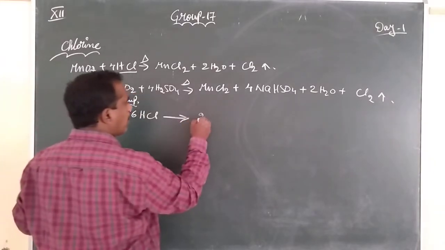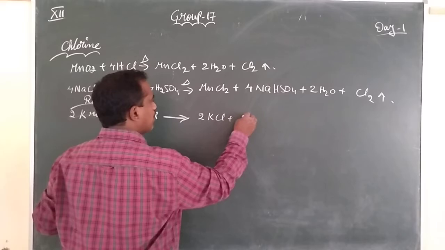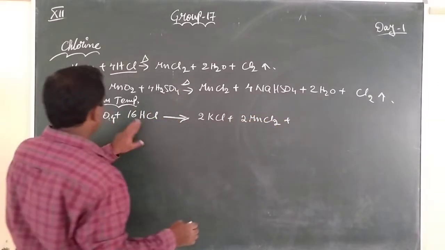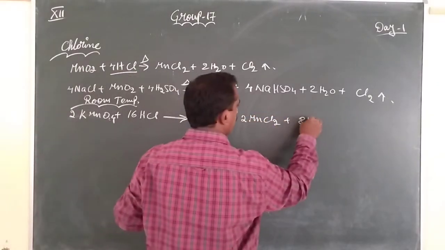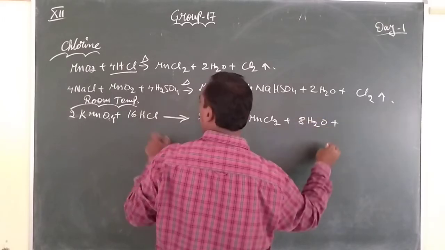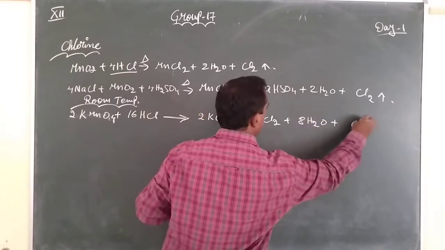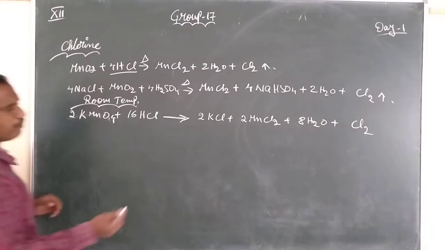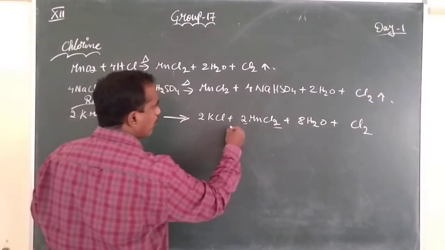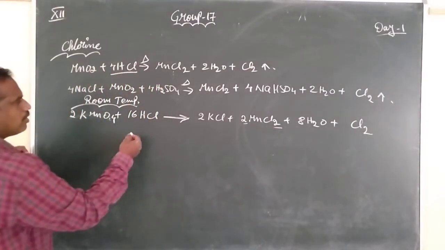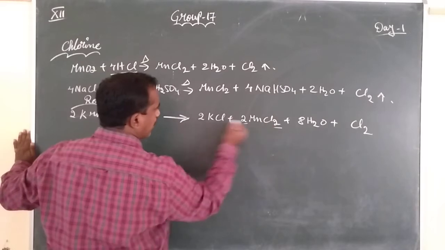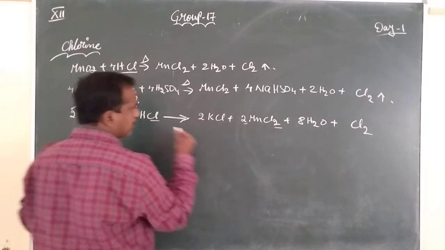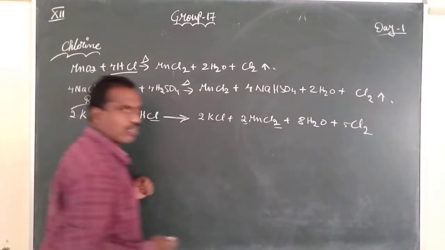Then what are the products formed? 2 KCl plus 2 moles of MnCl2 you got. And 16 hydrogens are there now. You need to send them out in the form of 8 H2O and the remaining chlorines. You please balance, I am not balancing here. Please balance the remaining chlorines. How many will be there? Here 8 are there, here 4 are there, here 2, so 6 are there. Out of 16 chlorine, 6 are there, remaining 10 are there now. 5 Cl2 will be obtained.